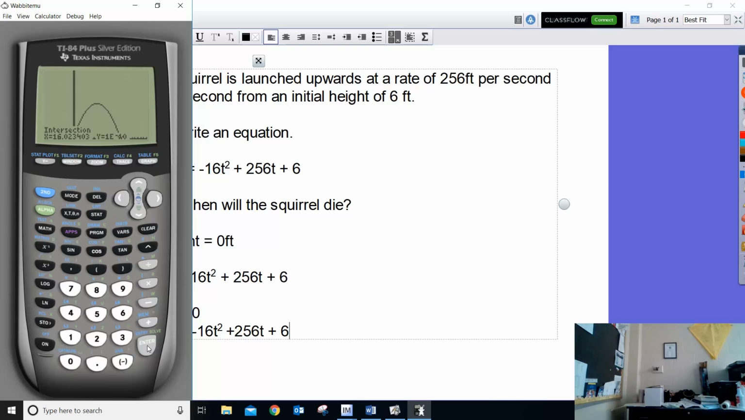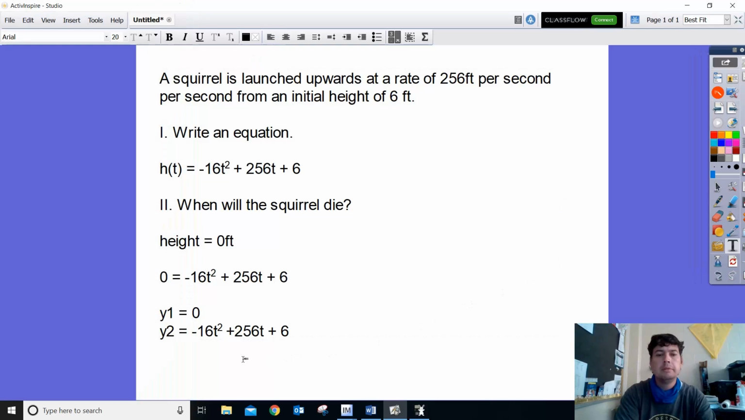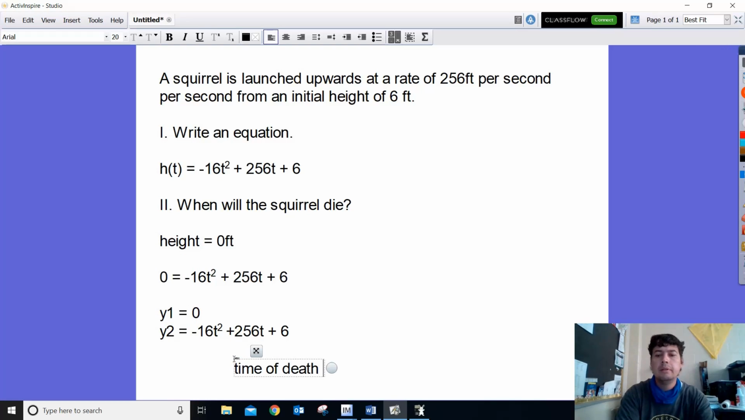Aren't you all in chemistry? Doing scientific notation? There's 9 zeros before that number. It's basically 0. But I'm saying that, and they give a quiz, somebody will write down 1e negative 10. That's a 0, kids. That's where y is 0. So about 16.02 seconds. So the time of death equals 16.02 seconds.